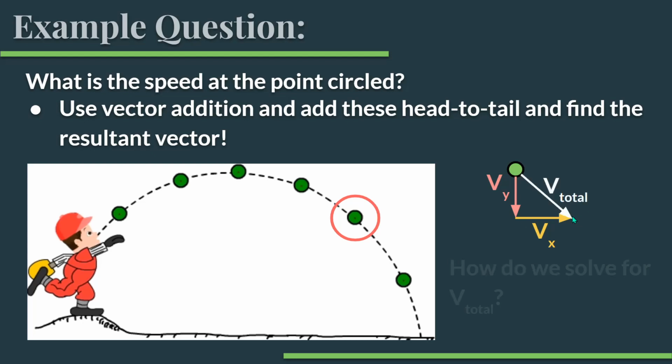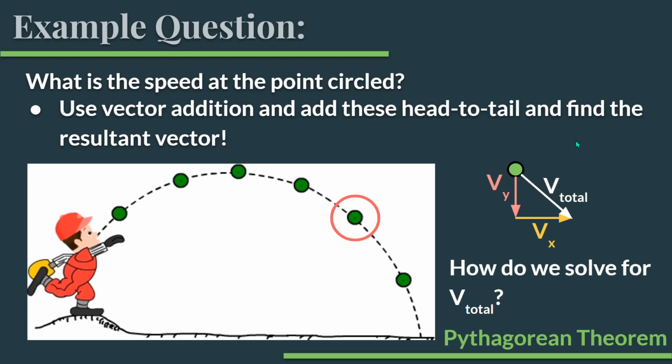Here is my resultant. So if I asked you to find the speed at that position, I would be asking for this total speed. I don't want just the vertical. I don't want just the horizontal. I want the total, the resultant. And whenever you draw this, you have just formed a right triangle. So how could I find this piece? I heard somebody whisper it. Pythagorean theorem. This is the hypotenuse of a right triangle, and you can solve for it using Pythagorean theorem.